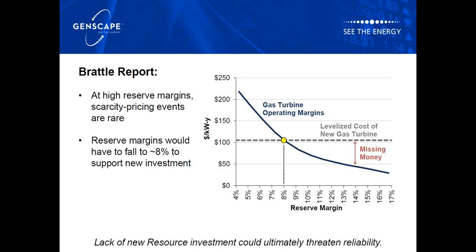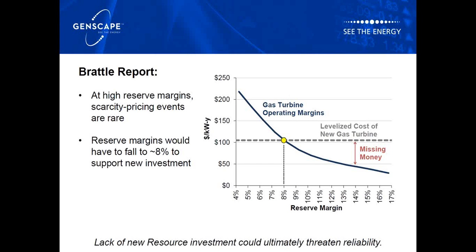Pretty much what this report showed was that the greater the reserve margin, the less opportunity there is to see scarcity pricing. With higher reserves, it's less attractive to build new turbines. And with the increased peak demand year over year, without enough new investment, reliability could really become threatened.